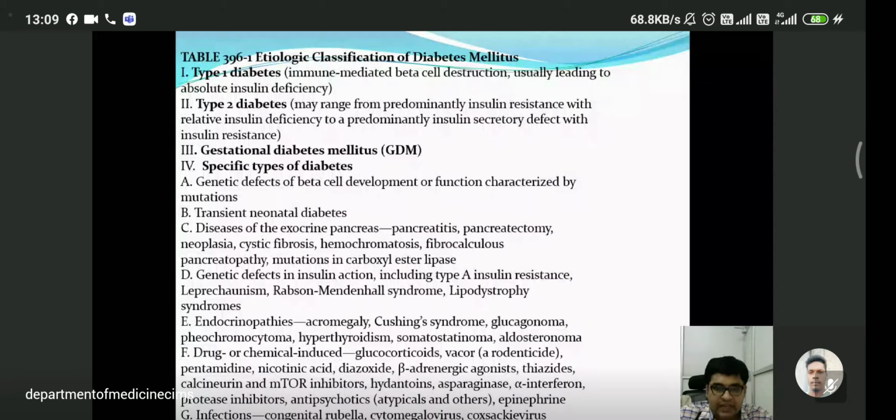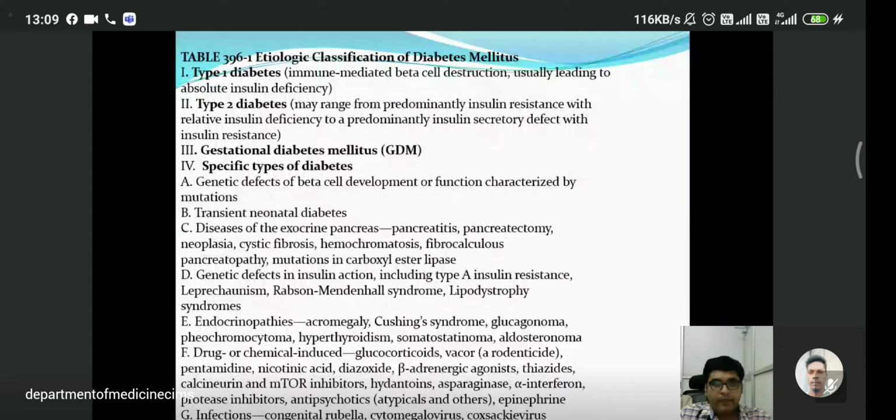Some thiazides, beta agonists. So some drugs you have to remember. Some infections can also lead to diabetes, like congenital cytomegalovirus and Coxsackie. These can lead to diabetes mellitus. So, the major types are type 1, type 2, gestational, and these are some rare specific types. Out of these, type 2 is most important. We will deal with them one by one.